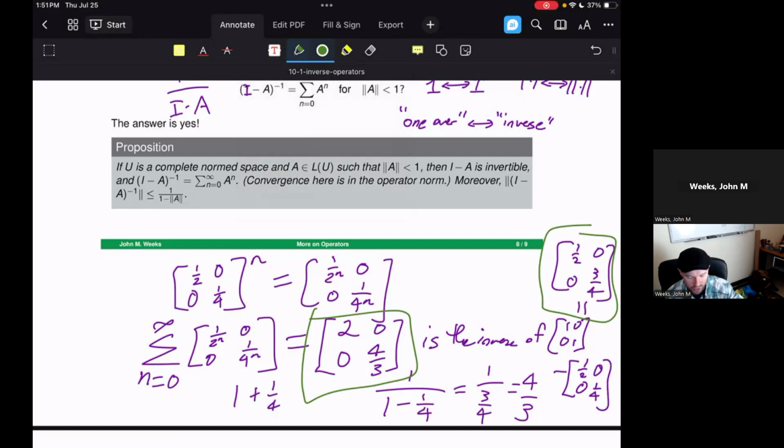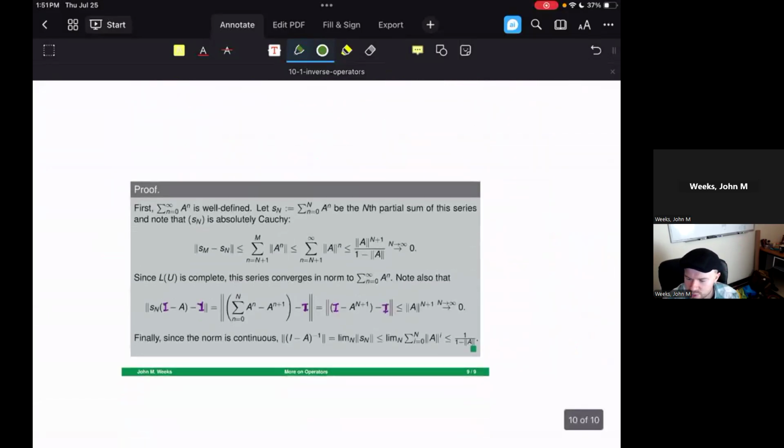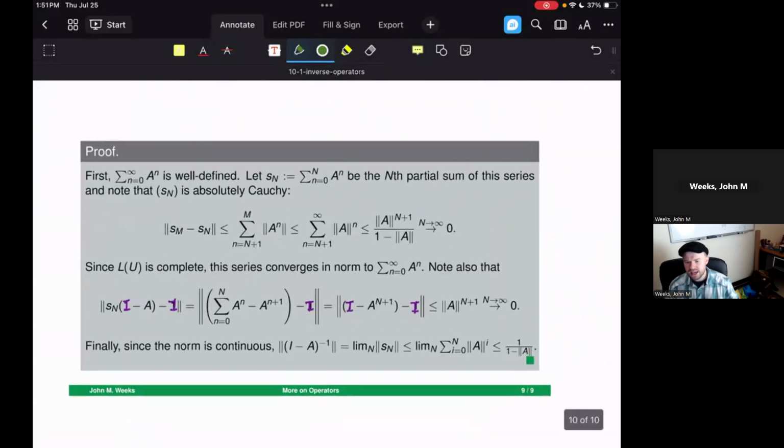This is what we're saying works at any dimension as well as an infinite dimension with this proposition, where the convergence here is with respect to the operator norm. Let's just walk through this proof very quickly as we talk about it a bit. The whole idea here is to use completeness to turn things into working in Cauchy sequences and Cauchy sums instead of everything else. In fact, it ends up being absolutely Cauchy.